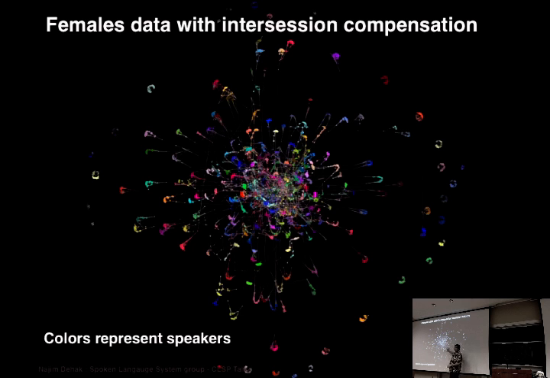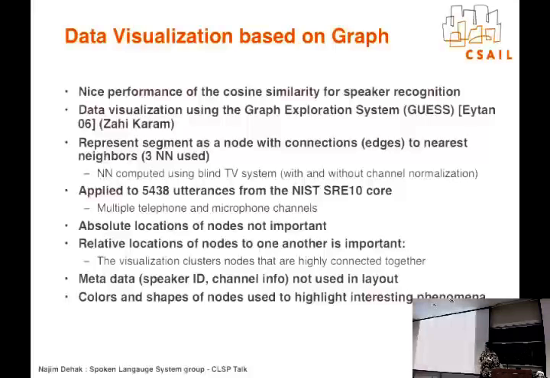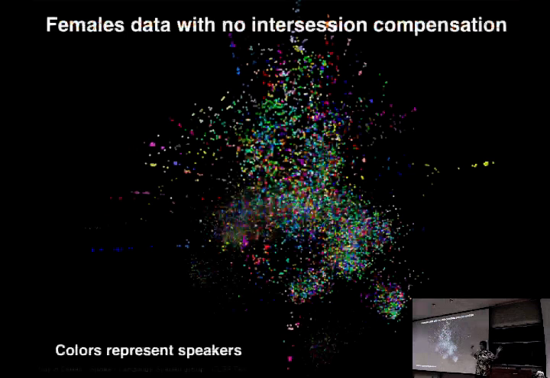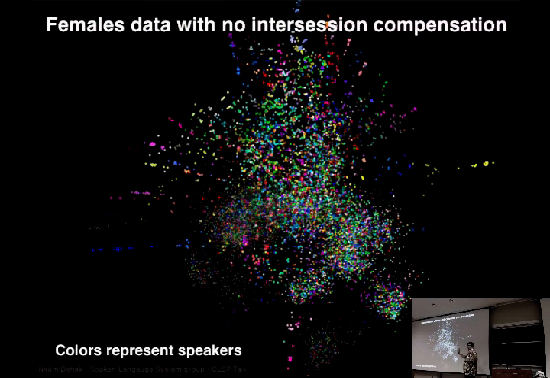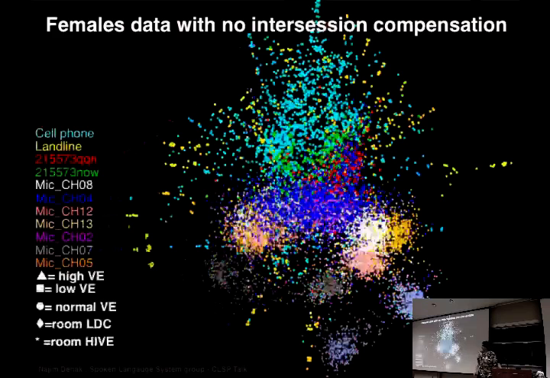This is female. So what happens when I don't do channel compensation like LDA or PLDA? What happens is we lose the speaker clustering. Something happened in the data, some clustering happened, and at the time we didn't know what was going on. So we were talking, and after that we said, okay, let's go look at the keys. And when we looked at the keys, actually it was the channels.